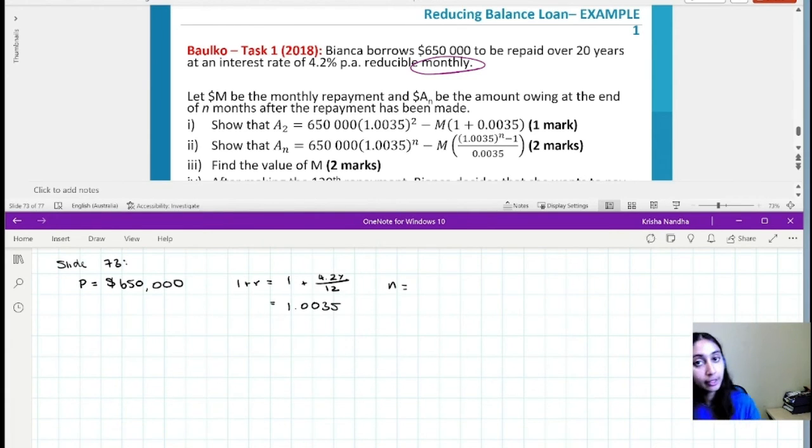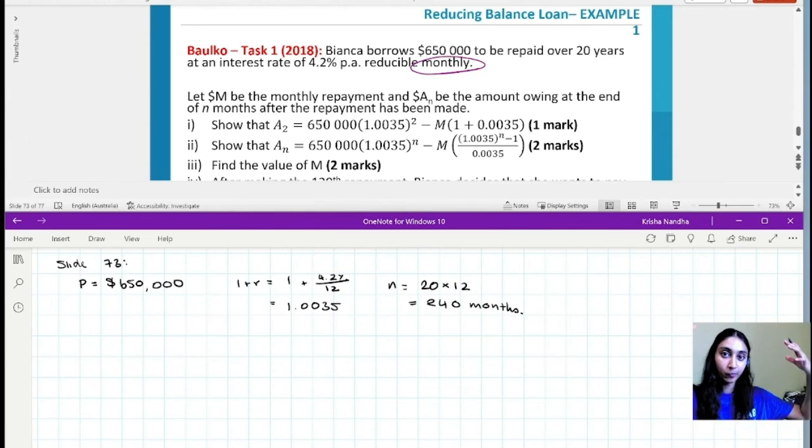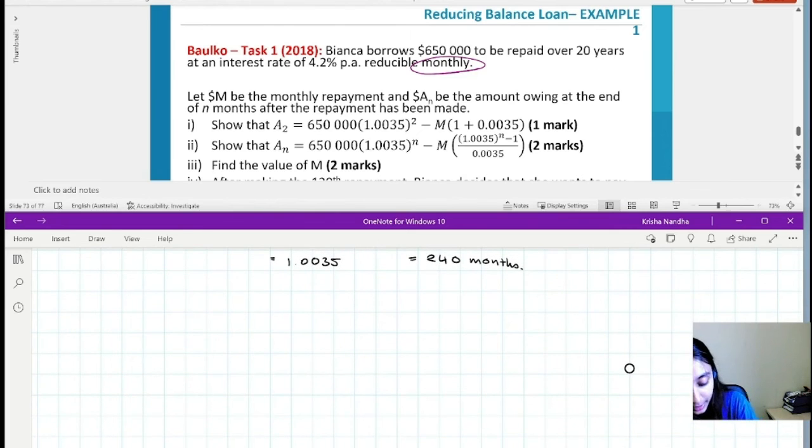Okay, and then our N. So it's going to take her 20 years, but N is in months. So 20 times 12 months is 240 months. Okay, I think that's all that we need at the moment. Let's get our actual loan repayment started. Okay, so I'm going to go through things. I'll try and go as slow as I can, and make as much sense of it as I can. But please watch intently for the next few minutes because this is all brand new info to you guys.